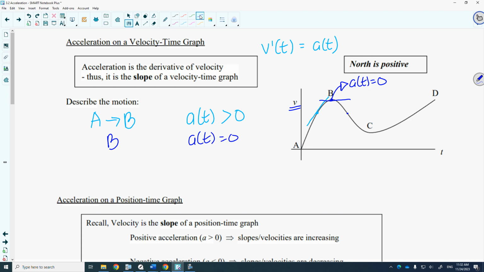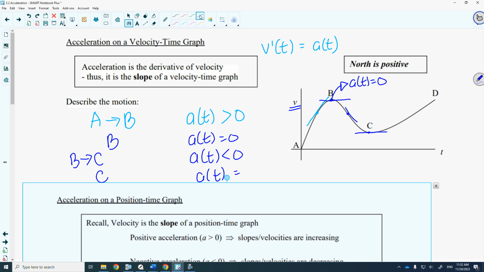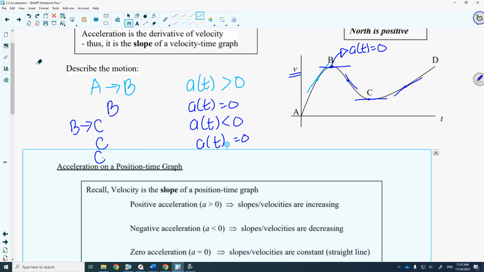From B to C, slopes are negative, but slopes are acceleration because we're on a velocity time graph. So from B to C, my acceleration is going to be less than 0. At point C, my acceleration is going to be equal to 0. And from C to D, the slopes are positive, which means the acceleration is greater than 0. a of t is greater than 0.